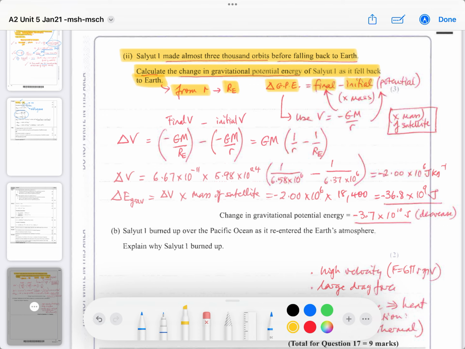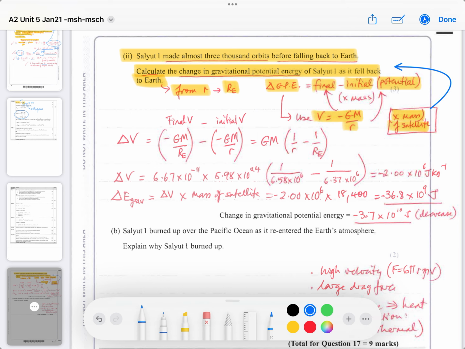So first you could work out the potential, because the equation they give you in your exam is the potential, which is per unit mass. All you've got to do is then multiply by the mass of the satellite, and you will change it to the change in gravitational potential energy. Okay, so that's what the guy in the video explains really clearly.